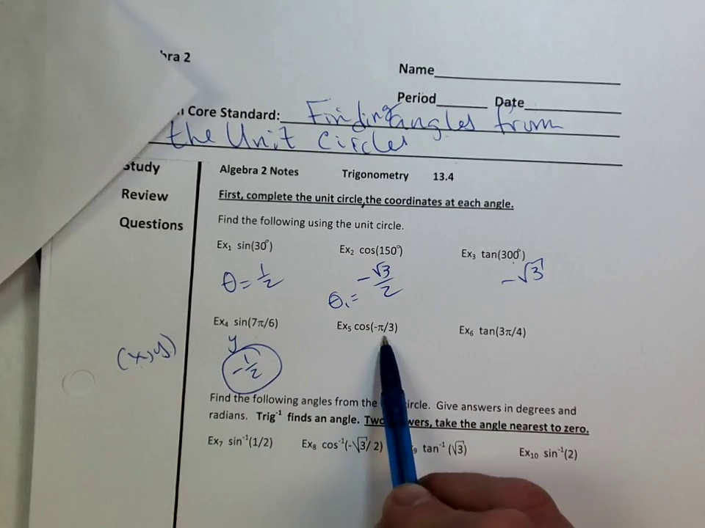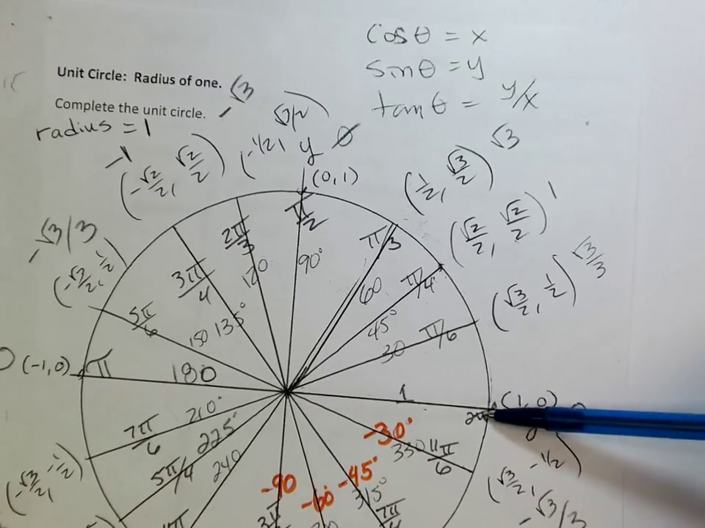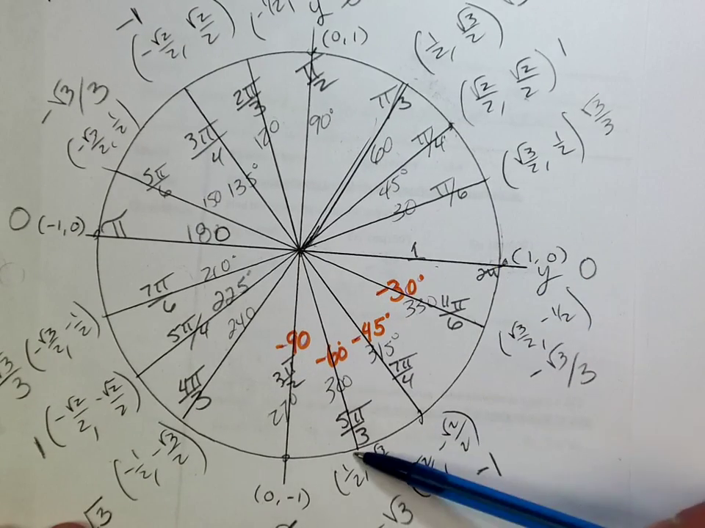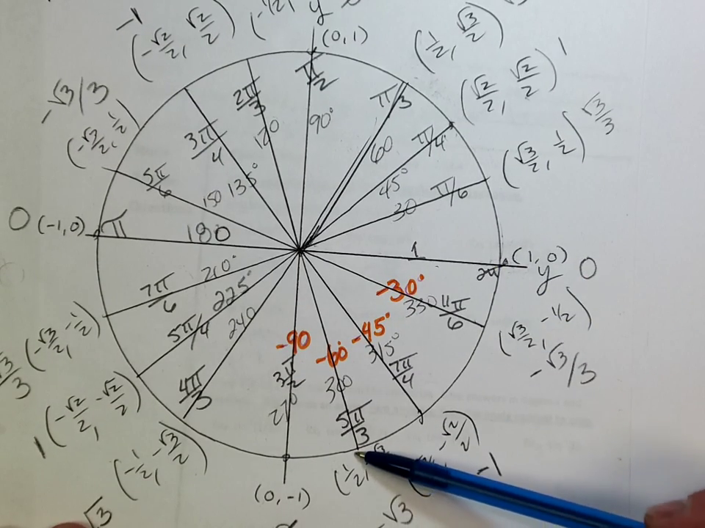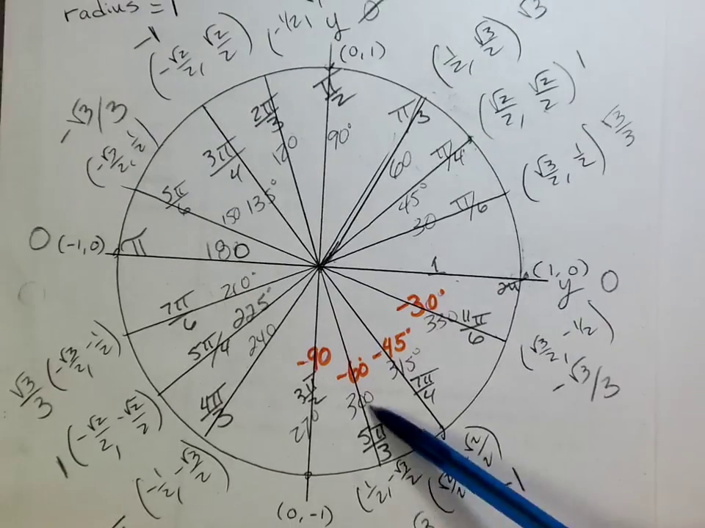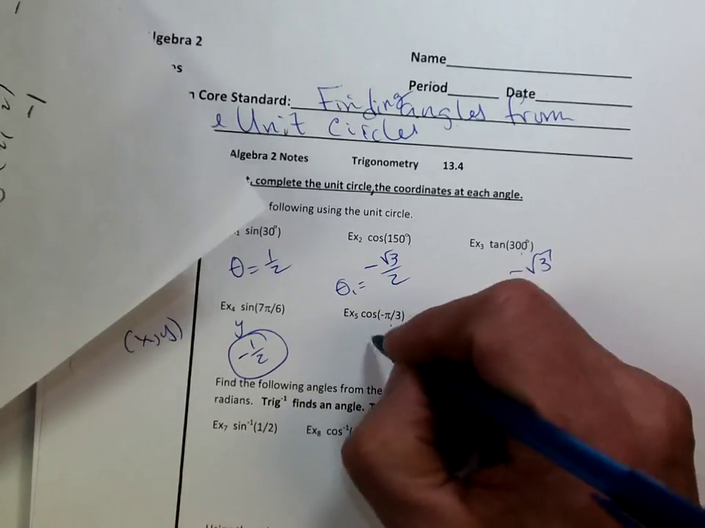Now, cosine of negative pi thirds. Now we've got to go down. Pi thirds is here, but a negative pi thirds would be to here. Same distance, just rotating down. So this is where I'm at, and I want the cosine of that, which is the x value, which makes it 1/2.